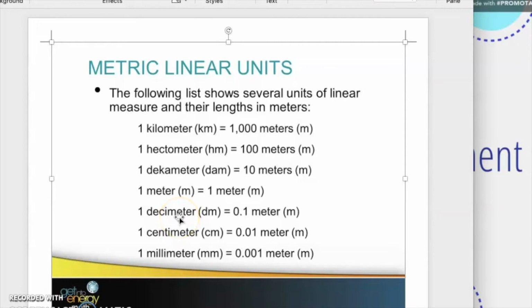And when we have 10 decimeters, it will give us 1 meter. If we have 10 meters, then it will give us 1 decameter. And when we have 10 decameters, it will give us 1 hectometer. And then when we have 10 hectometers, it will give us 1 kilometer. So that's the relationship of these units. And let's look at our homework now.